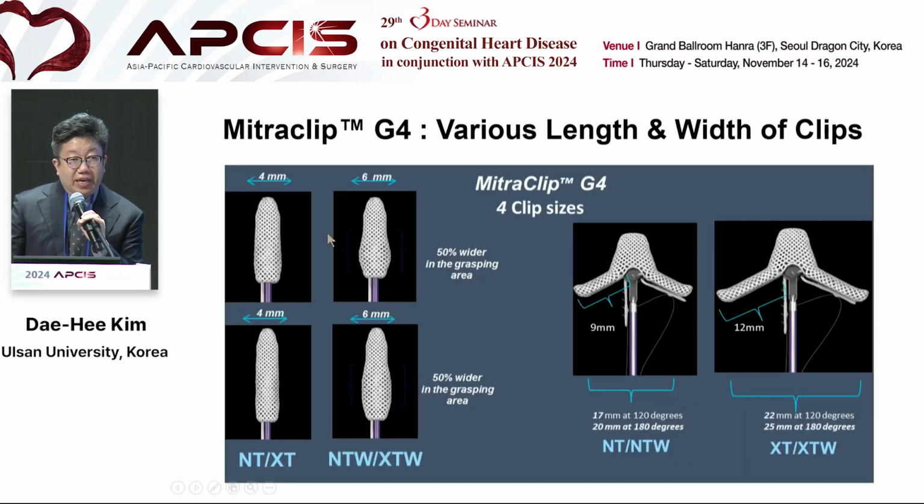As of today, in South Korea, we have only one available mitral TEER device, the MitraClip, like this. A narrow 4mm clip and a wider 6mm clip, and the usual length is 9mm and a longer clip is 12mm. With these 2x2 combinations, there are 4 kinds of MitraClip. We have to make a combination of these clips for the TEER procedure.